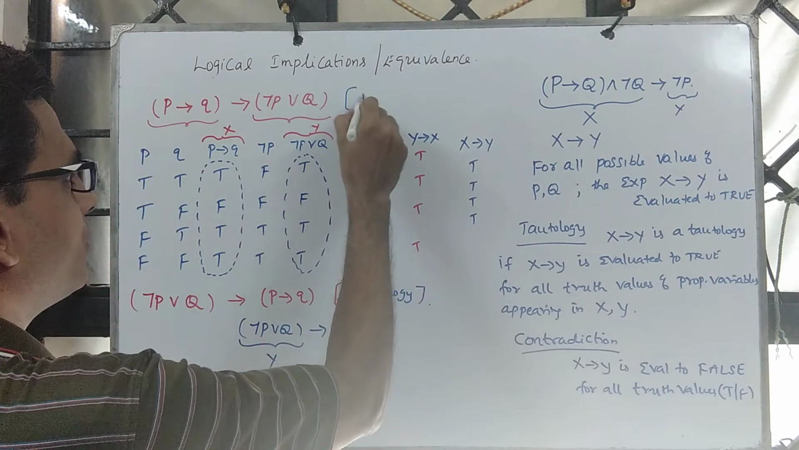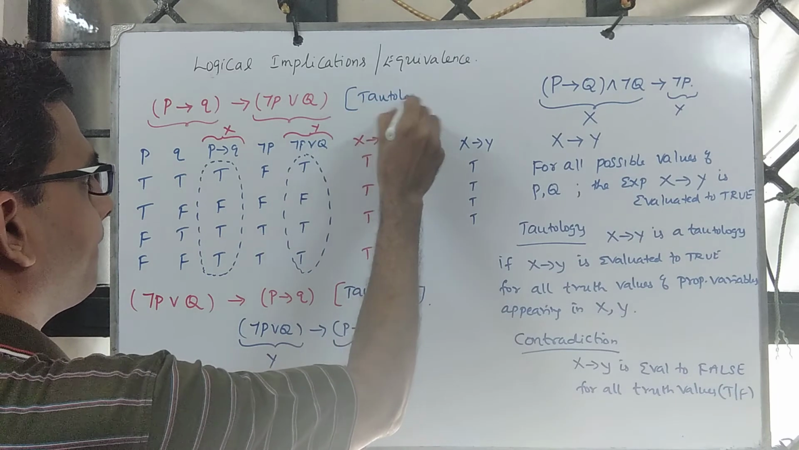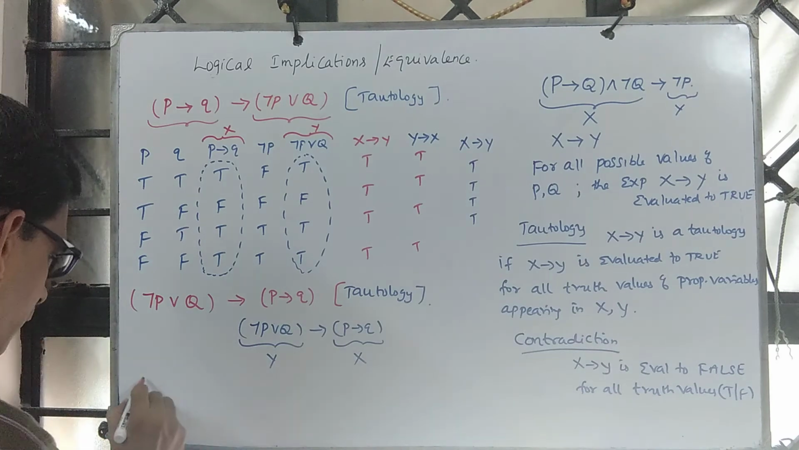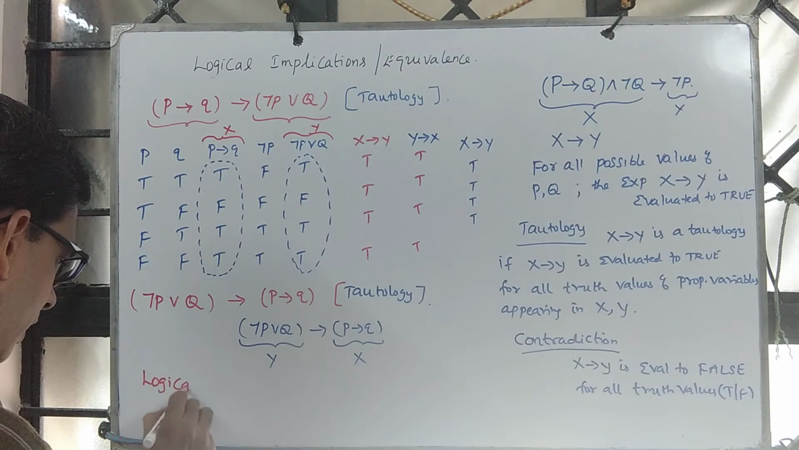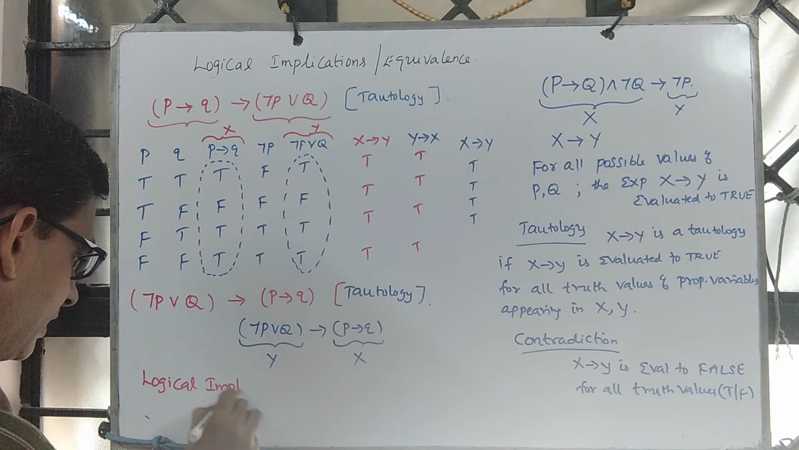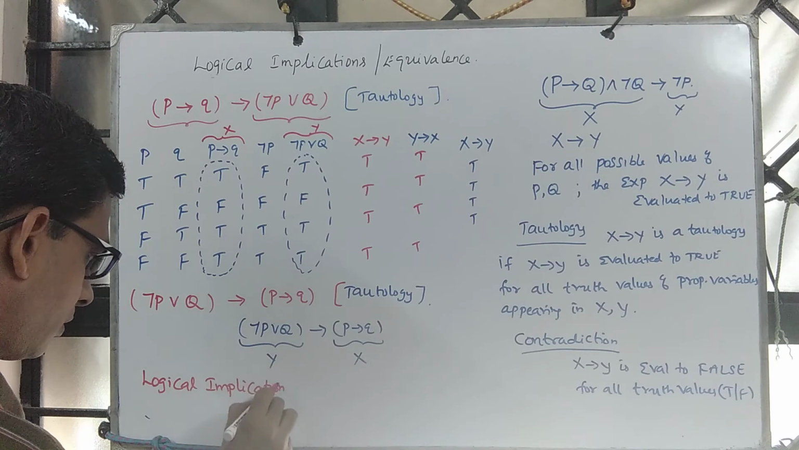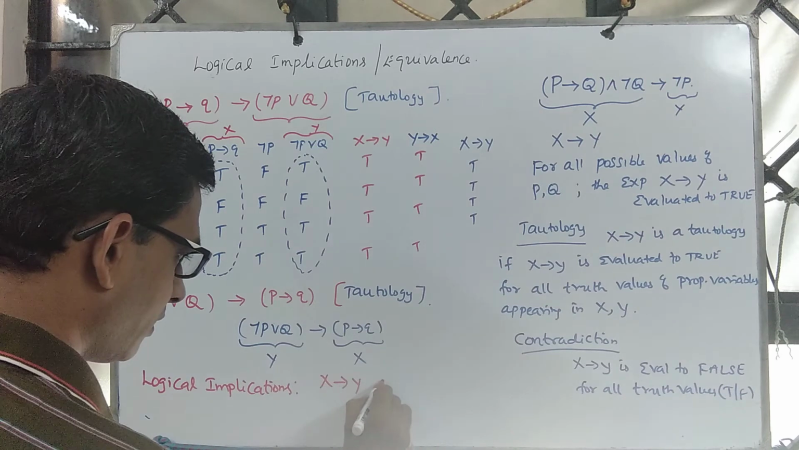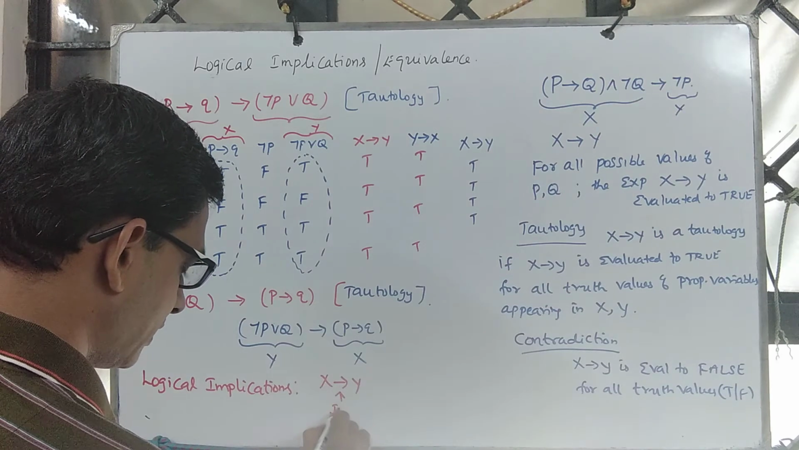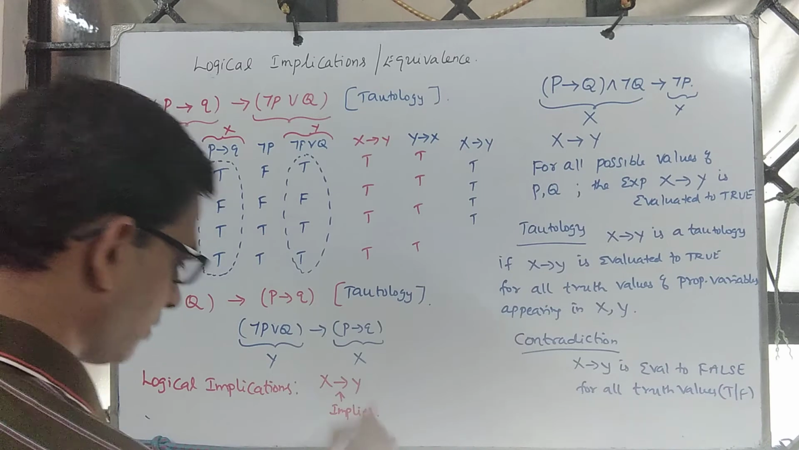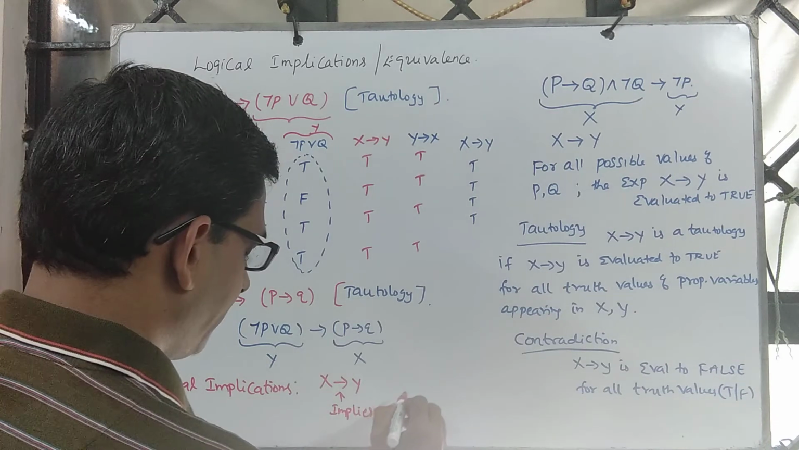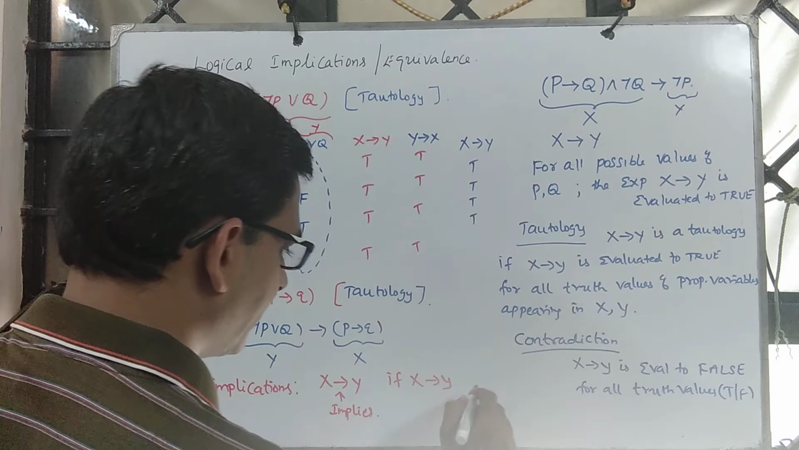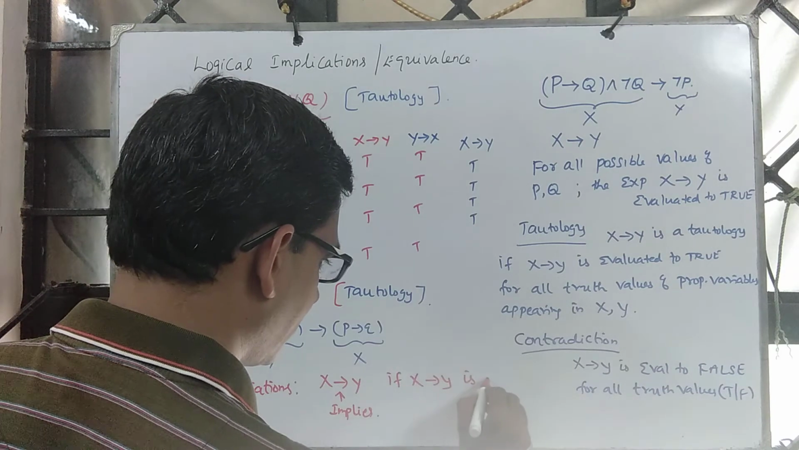This one is also a tautology. Okay. So when do you talk about logical implications? X implies Y. Let me call this one as implies. X implies Y if X conditional, or X implies Y, is a tautology.